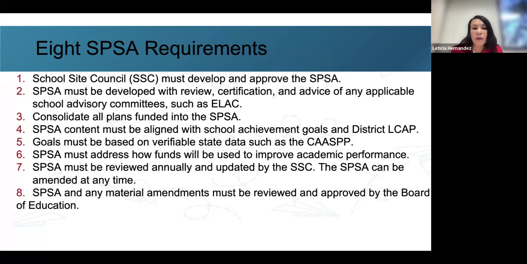The SPSA must be reviewed annually and updated by the SSC. The SPSA can be amended at any time. So it does need to be updated annually and brought to the board annually, and that is on number 8. It does need to be amended if needed. It can be amended, but the committee does need to be reunited again. The school site council needs to come back together, review it, and decide how it needs to be amended. And then the final process is that it's approved by our Board of Education, as well as it goes to the state level, the California State Board of Education.